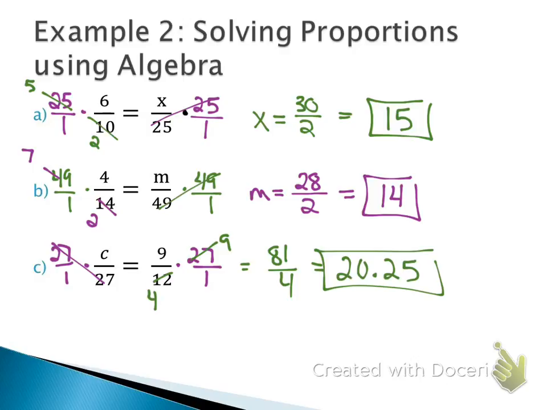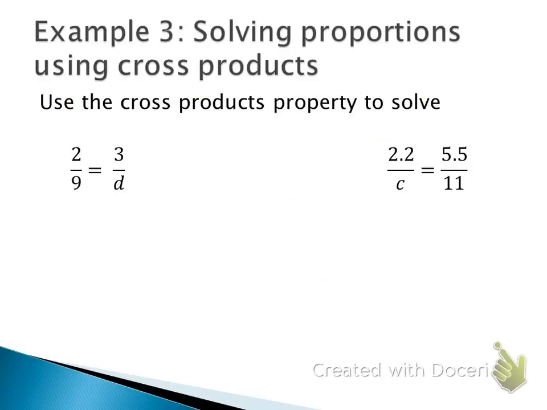All right, what was the first method we learned? Equivalent ratios. What was the second method we learned? Solving using algebra. Now we're going to learn one more method, and that's using cross products. Okay, our third method is cross products.